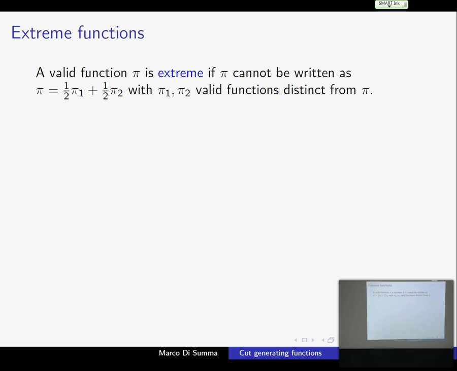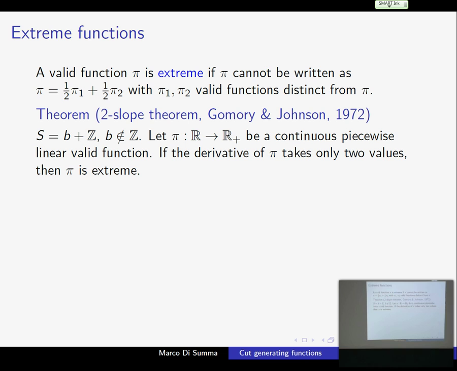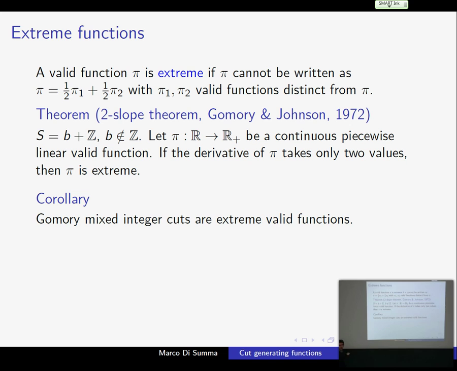There are some nice sufficient conditions that ensure extremality. So the most famous one is probably, again, due to Gomory and Johnson, again from 72, which says the following. So let's look at a single row of the tableau, and assume that pi is continuous and piecewise linear. So it's a valid function, it is continuous, and it is piecewise linear. Under these assumptions, if you know that there are only two values for the derivative, for the slope of pi, then the function is extreme. So for instance, GMI cuts, as you remember, it's just going up with one slope and then coming down with another slope, and then you repeat. So you only have two slopes. So that function is valid, is continuous, is piecewise linear, it takes two slopes, so it is extreme. So GMI cuts are really good from this point of view.